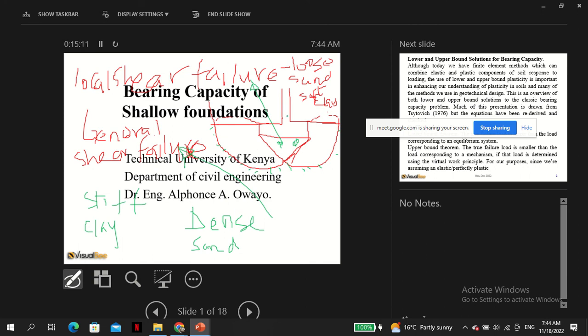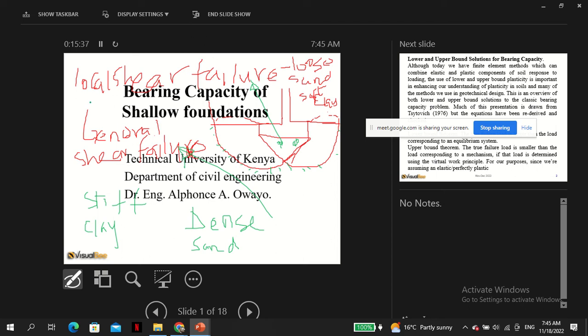But for the local shear failure, just a few portions under the foundation will fail. That's why we call it local shear failure and general shear failure. So there are two things. Local shear failure is associated with loose sand and soft clay. General shear failure is associated with stiff clay and dense sand.